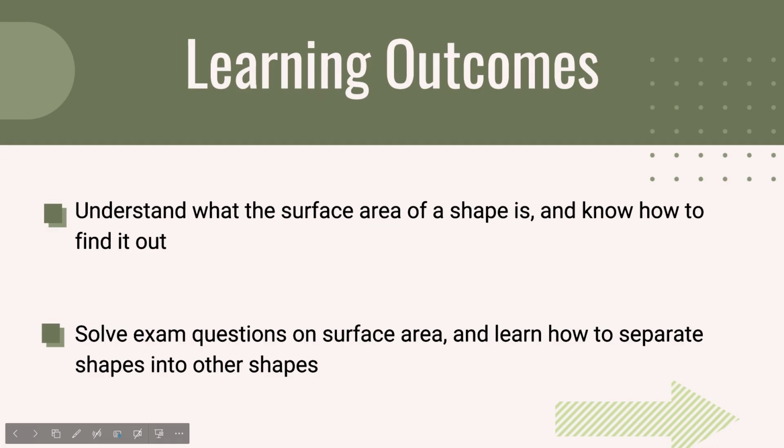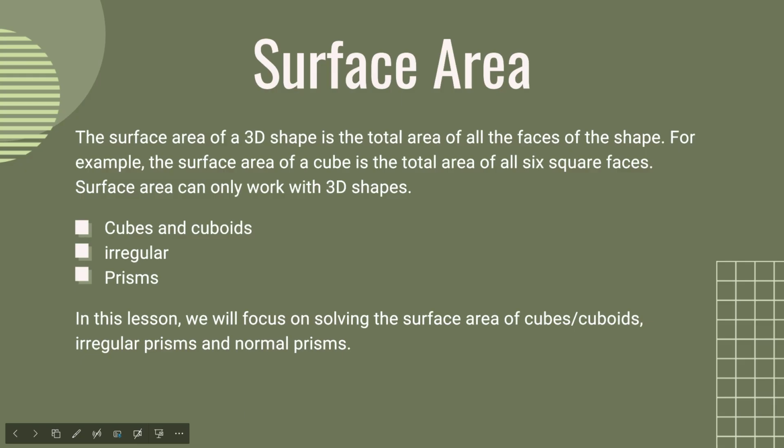Our learning outcomes for today are to understand what surface area of a shape is and to know how to find it out, and also to solve exam questions on surface area and learn how to separate shapes into other shapes. So, what is the surface area?